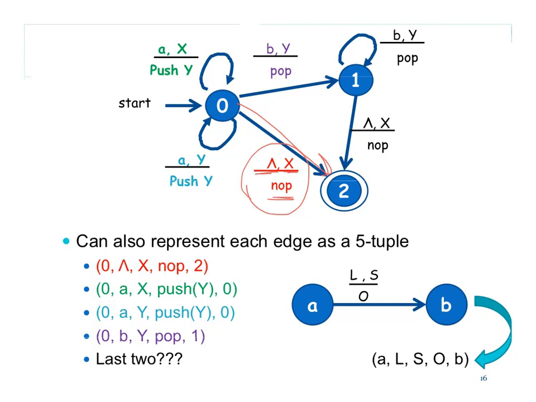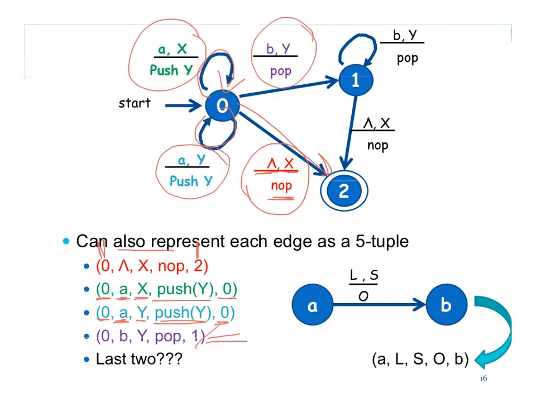And this is saying, look, we start at 0, we're going to 2, lambda x no-op, right? So the green is staying at 0, right? If you start at 0, end at 0, you have the letter A, you see an x, you should push a y. For this light blue, again from 0 to 0, if you are at state 0, you see an A and a y at the top of the stack, you should push a y and then continue to state 0.